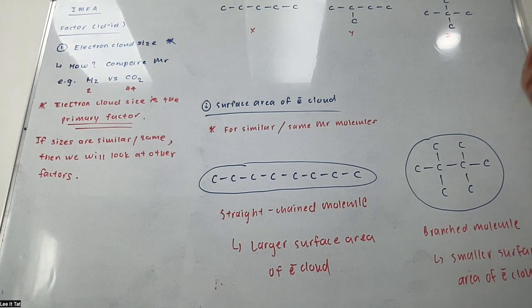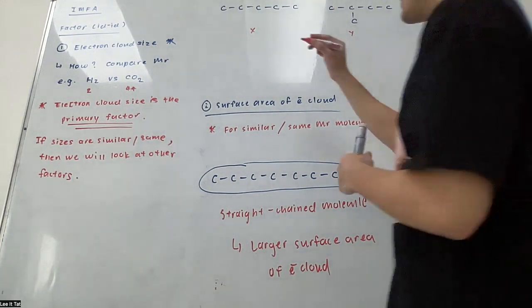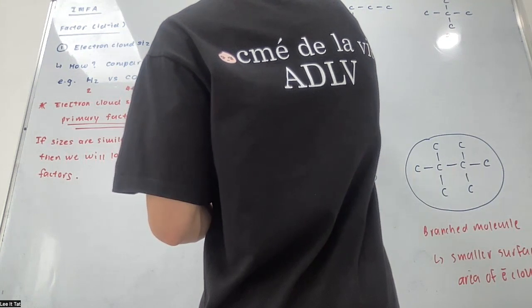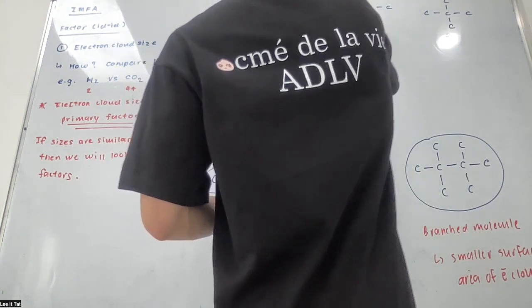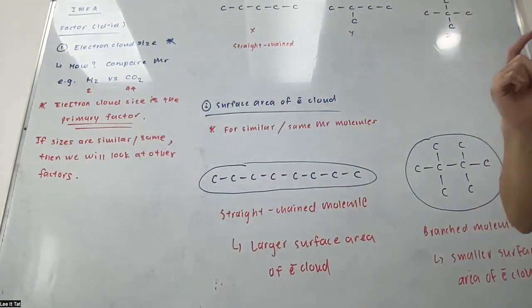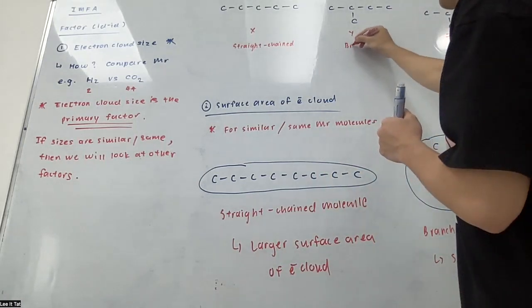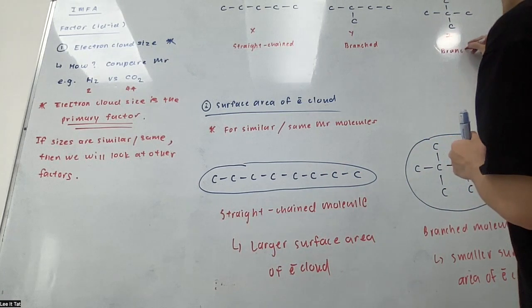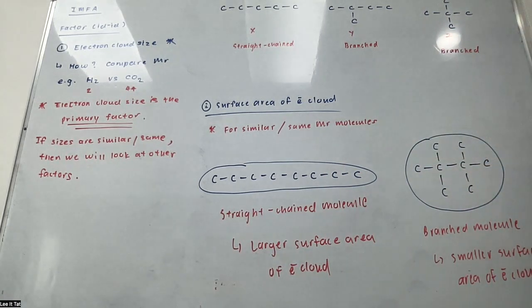Okay, surface area, because this is a situation of branch and straight, right? Okay, who is a straight chain molecule? Okay, X. X is a straight chain molecule. How about Y? Okay, yes, as long as you have one thing coming out here is a branch molecule. How about Z? Okay, also branch. So you already know what's happening over here. Okay. So we work this out first, later we write down the full explanation.